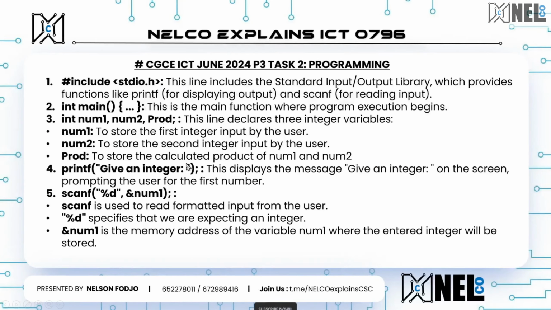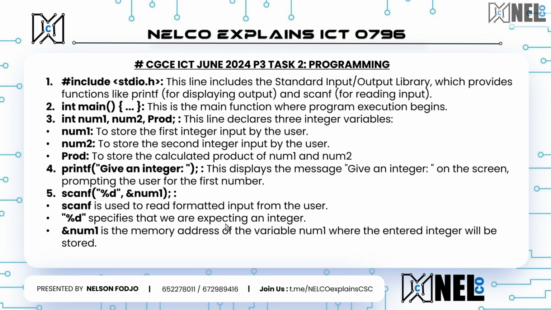This particular line, the scanf, is used to read formatted input from the user. So it is a function used in C to read input. The %d specifies that we are expecting an integer. If we're expecting a decimal number, we should have put %f, which signifies a float or floating point number. Now, &num1 is the memory address of the variable num1, where the entered integer will be stored.